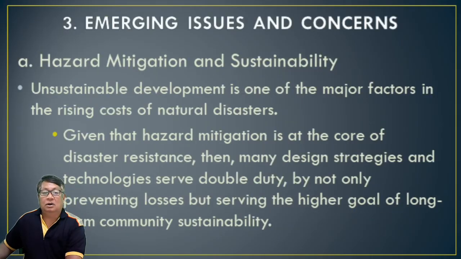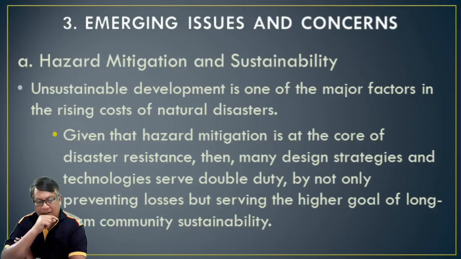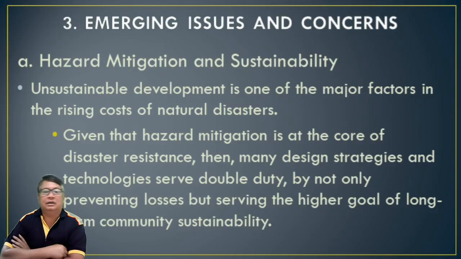Okay? So, that is about minimizing or reducing the risks. Now, we have number 3 here, emerging issues and concerns. Okay, letter A, hazard mitigation and sustainability. Okay, so unsustainable development is one of the major factors in the rising cost of natural disasters. Okay, so if you cannot sustain all these development issues or activity against these emergency hazards, no?